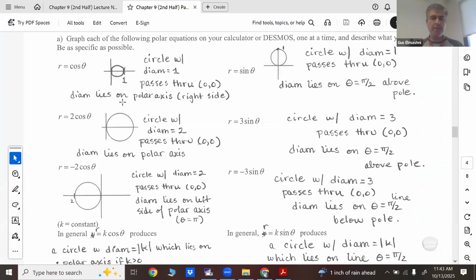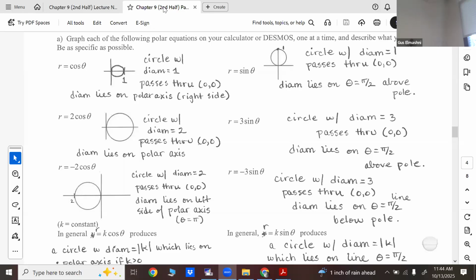Yeah, so here's what's happening. Let's kind of rest on this a little bit. So, circle, diameter 2, passes through the pole, lies on the polar axis. 3, again diameter 3, passes through 0, 0, diameter lies on the polar axis. -2 is reversed, so it's on the left side of the polar axis. Here, -3 sine theta, of course, diameter still 3, passes through 0, 0, diameter lies below the pole.